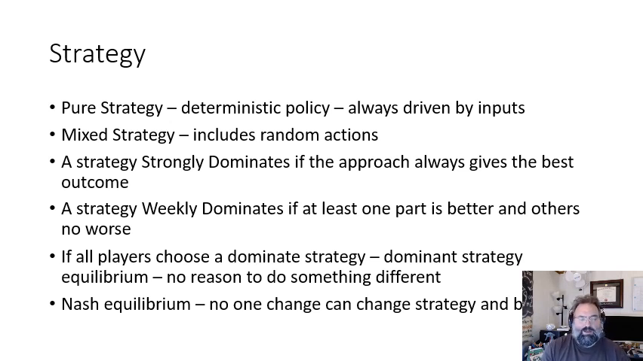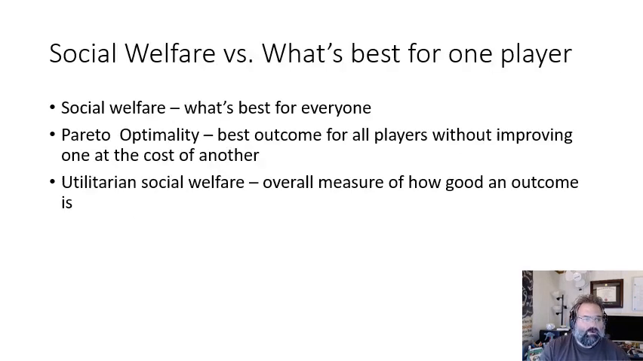So you will likely choose a dominant strategy, and a dominant strategy is one that you're going to be doing most of the time. And dominant strategy equilibrium is that there's no reason to do something different. So basically, all of the players may settle into a dominant strategy because you're all doing the same one. And Nash equilibrium is kind of that same sort of concept, except there's no change that can be made in strategy to benefit anybody without detriment to someone else.